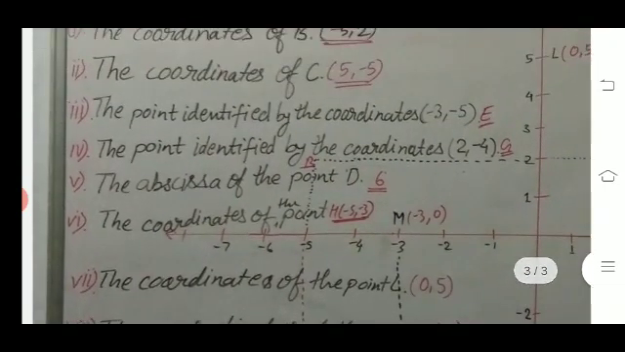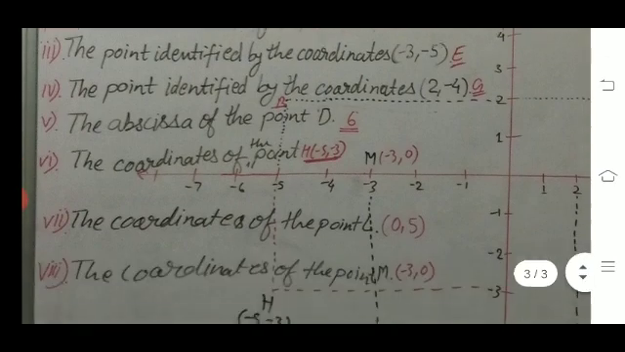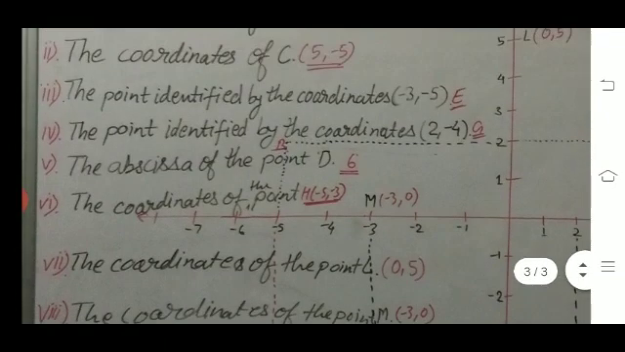Third part, the point identified by the coordinates -3 comma -5. See where -3 comma -5 is: -3 means negative on the x-axis and -5 means negative on the y-axis. So the point is -3, -5, that is point E, in the third quadrant. So the correct answer is point E.